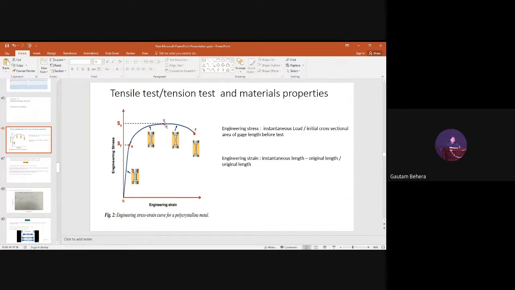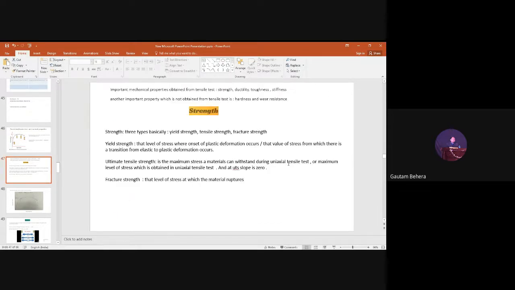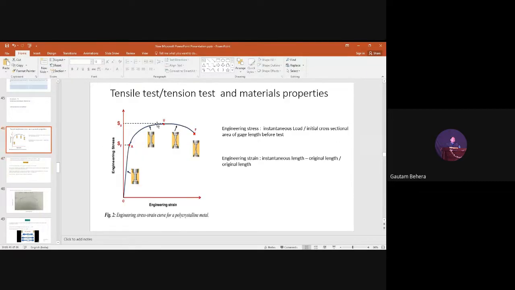So it can be defined simply like this: the maximum level of stress which is obtained from uniaxial tensile test. So this is UTS. The definition is very simple. Or you can also define it like this: it is the maximum stress which a metal can withstand before failure occurs. It is written also, I think. Let me see. Yes, maximum level of stress obtained in uniaxial tensile test, and it is the maximum stress a metal can withstand during uniaxial tensile test. Yes, and you can see the slope is 0 at this point, but before that the slope is not 0.